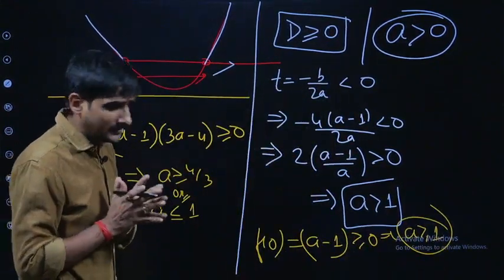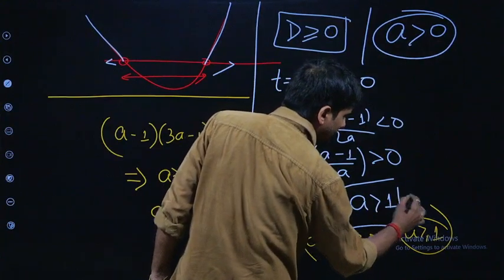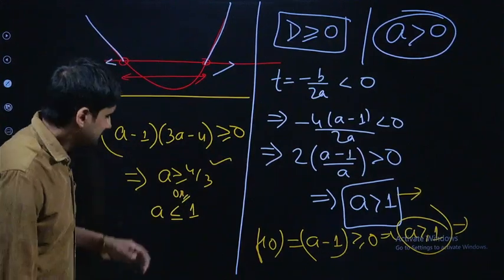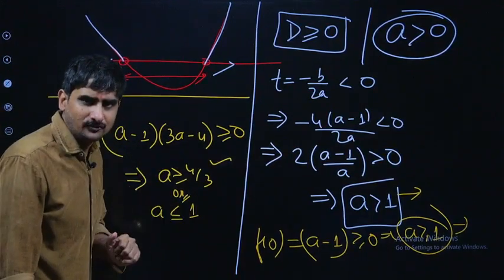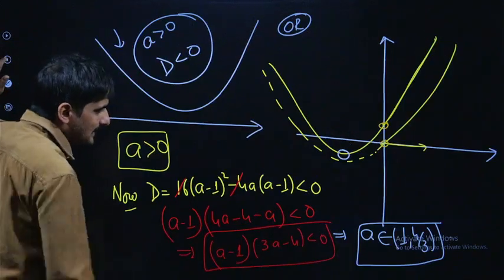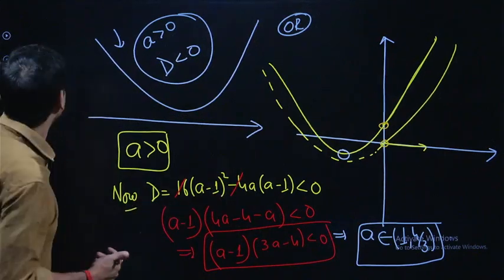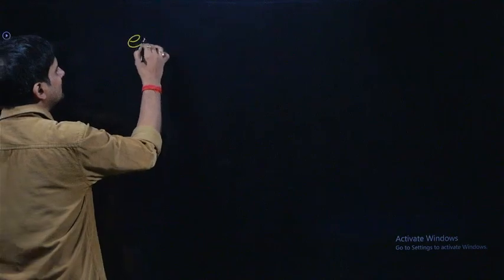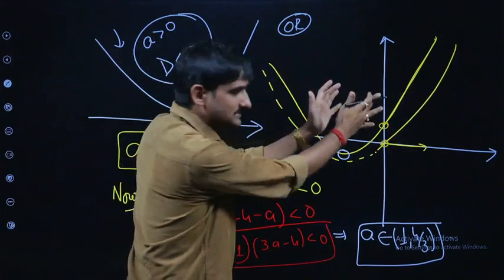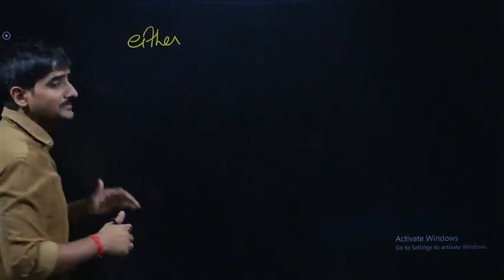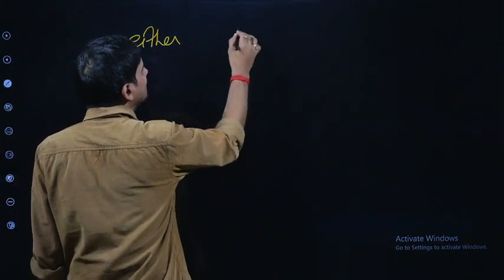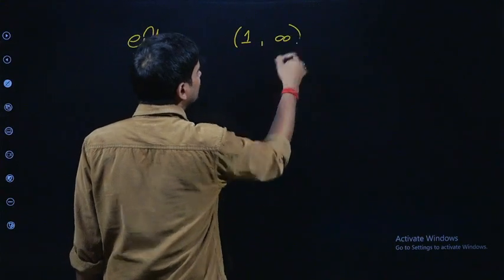Now we have to take the intersection of this one and this one. So of course a greater than or equal to 4 by 3 is the intersection, and we already have a going from 1 to 4 by 3. So therefore it's an either-or situation. Either we will be considering this condition or this condition. Either-or means we will be taking the union here. So a belongs to 1 to 4 by 3 union 4 by 3 to infinity, so we can write 1 to infinity here.